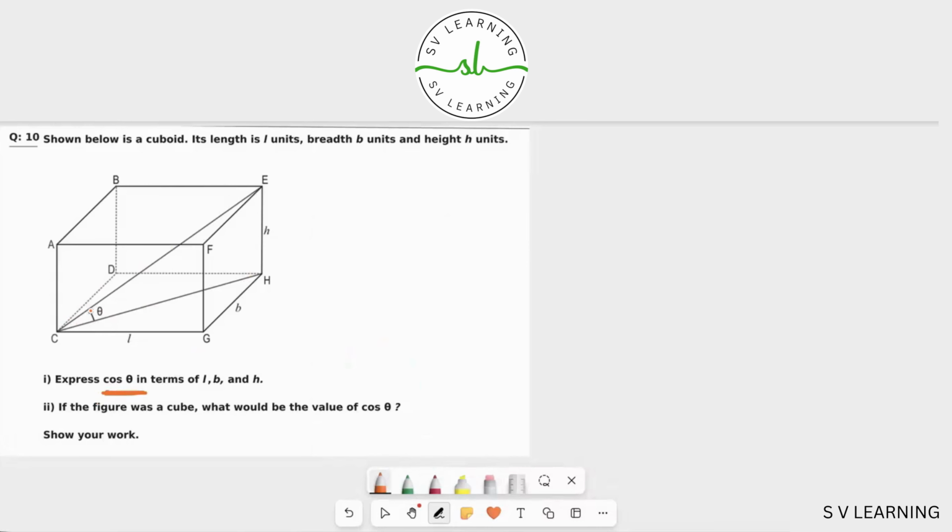The clue is already given here. This is theta. So somehow the triangle CEH should be a right angle triangle here. Let's see. If you look at the base of the cuboid, which is a rectangle, the diagonal of any rectangle can be given by the Pythagoras theorem. So CH square should be equal to L square plus B square.